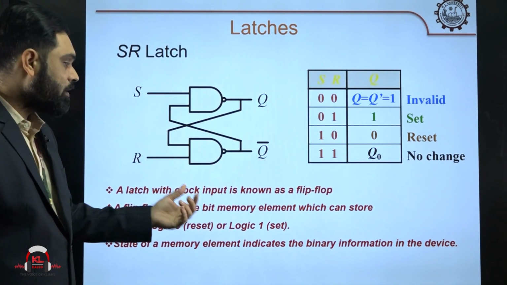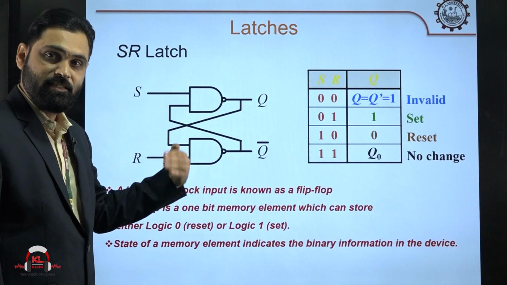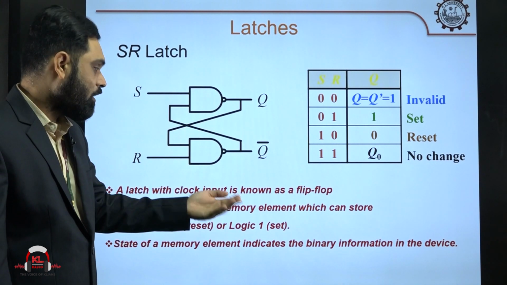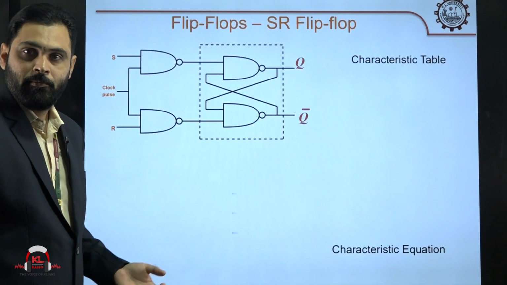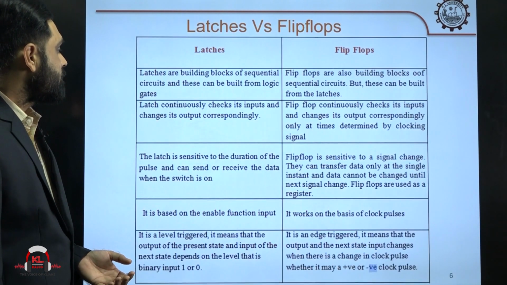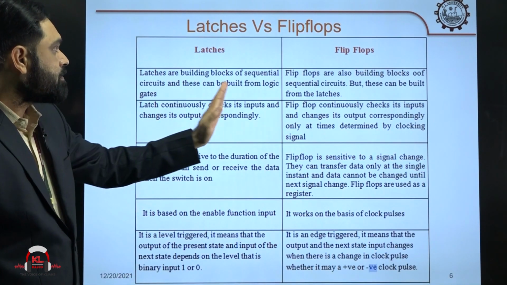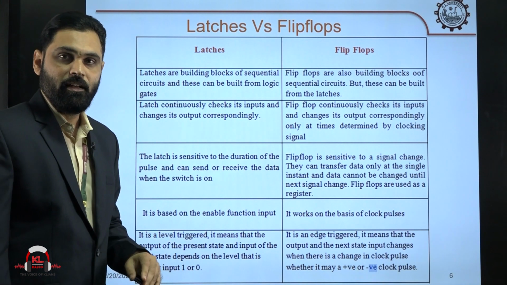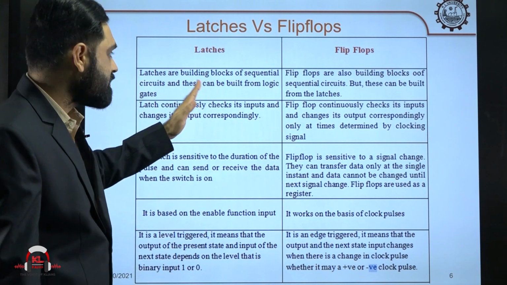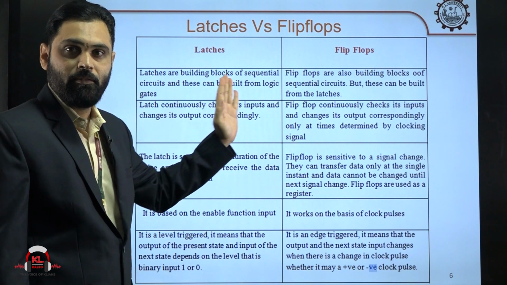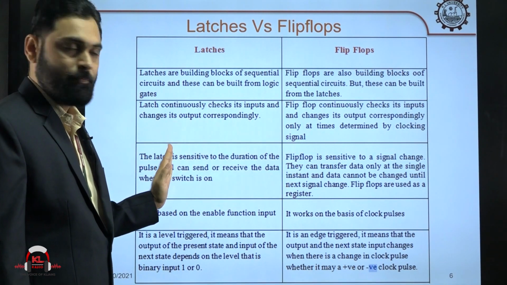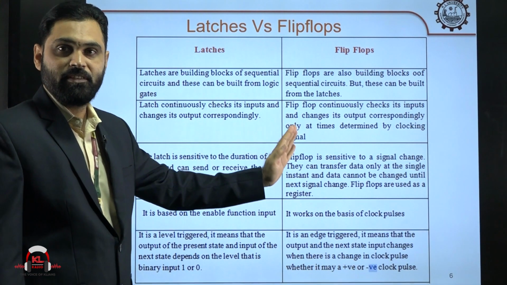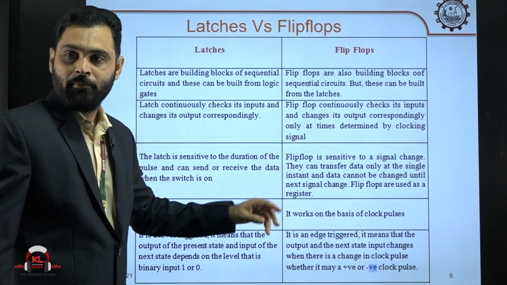A latch has no clock input. If this latch is connected with a clock, then we call that a flip flop. So, the difference between latch and flip flop you can see here. The main difference is that latches do not have any clock pulse, but flip flops have a clock pulse, and a latch is one kind of permanent storage device, and a flip flop is a semi permanent storage device.